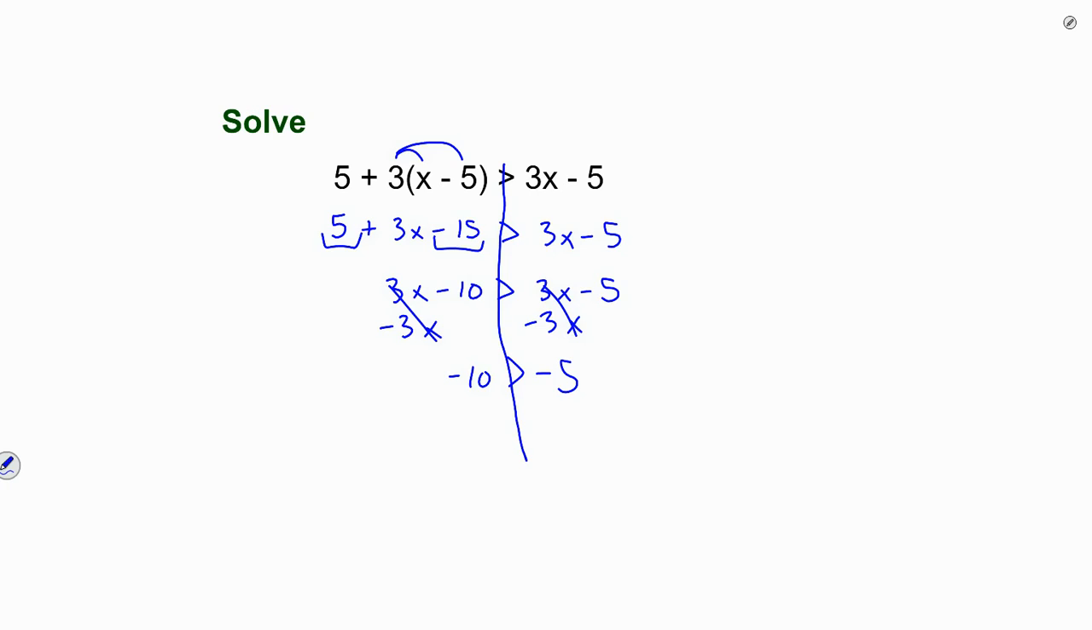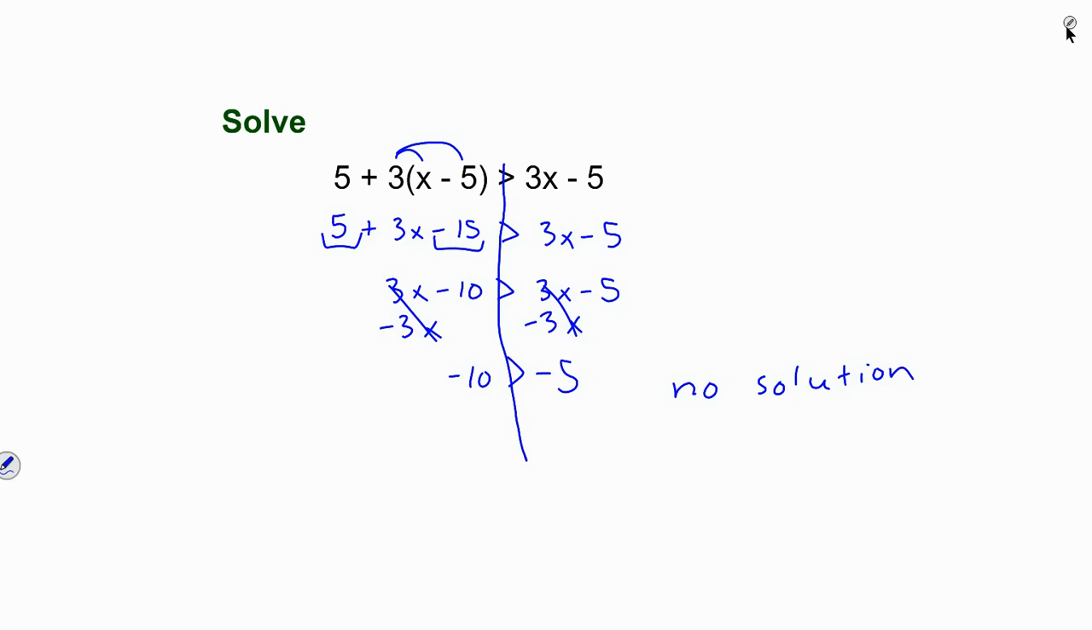Now, unlike the problem that we just did, this is not a true statement. Negative 10 is not bigger than negative 5. So when you get a statement like this, we would say no solution. There is no number that you could plug in for x to make this inequality true.